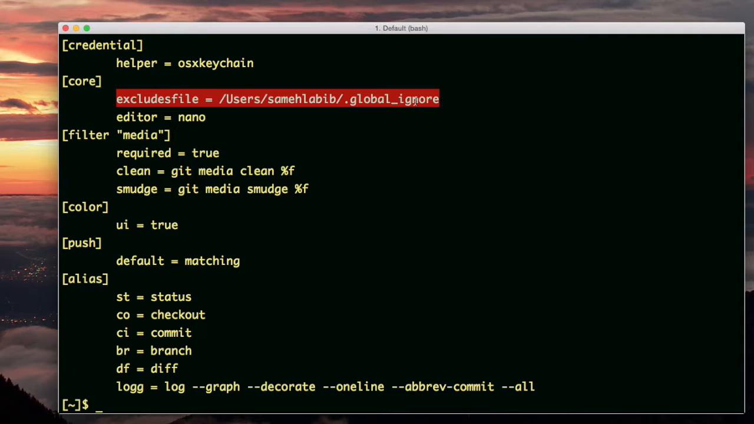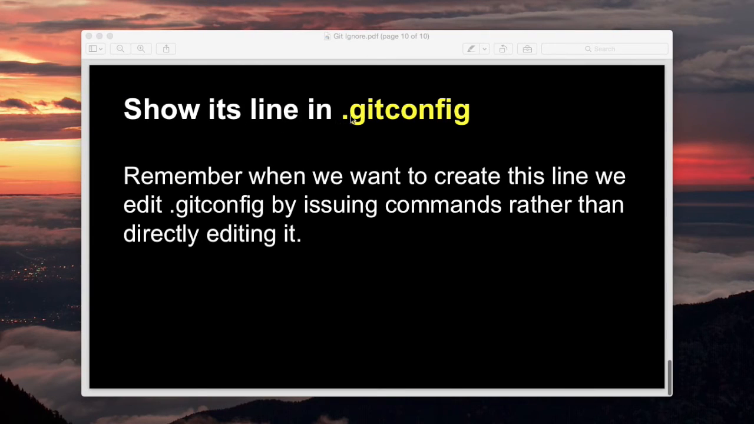Now remember, for me to add this line to my .gitconfig, I did not add it manually because then I may mess up my config file. The way to add it is to find the specific git command for editing this line in the .gitconfig file, okay? So I showed you its line in gitconfig, and this is what I just told you here about editing it. And that's it.